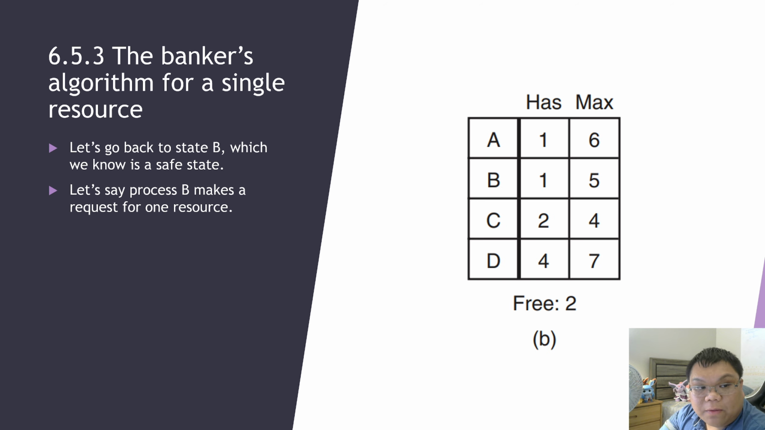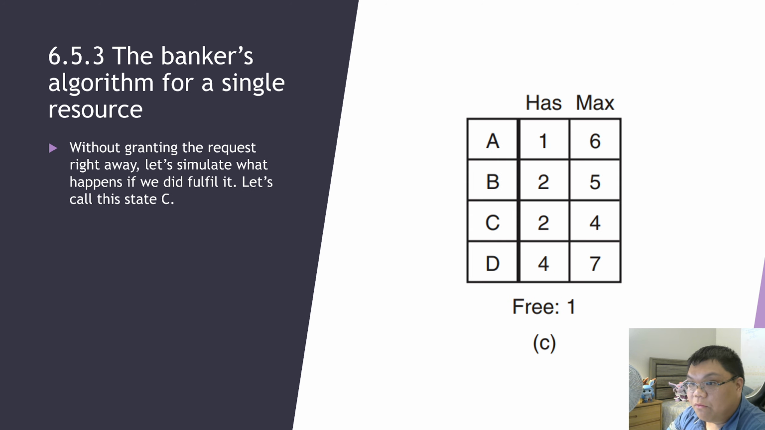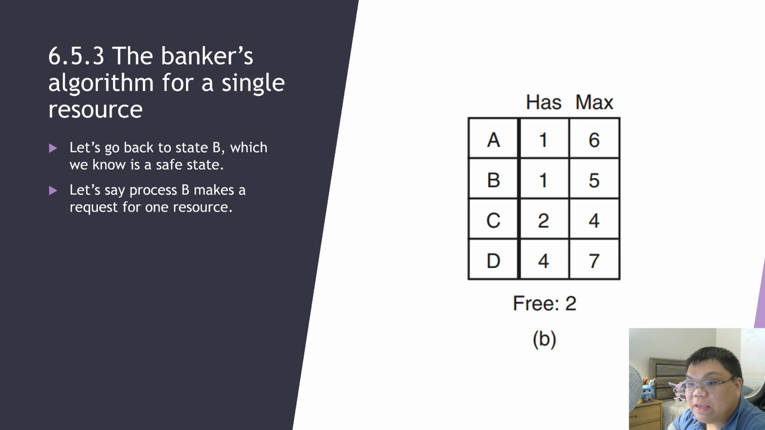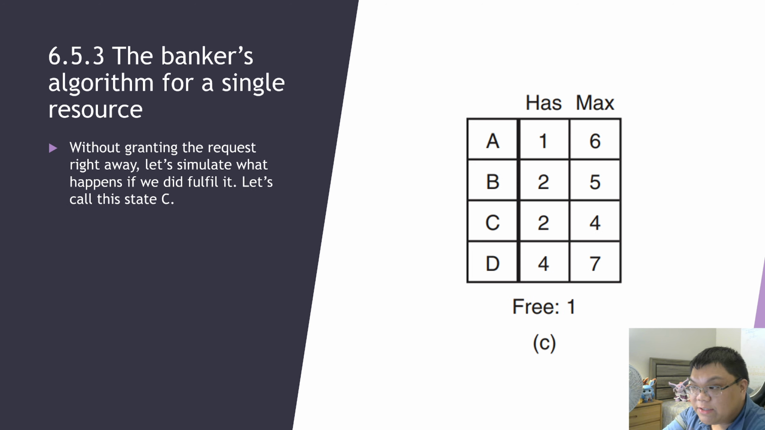Let's go back to state B. We know this state is safe. Let's say process B makes a request for 1 resource. Without granting it right away, let's simulate what would happen if we granted it. So, process B only had 1 resource allocated to it. We're going to enter this new state, but not yet. We're going to see whether state C is safe.